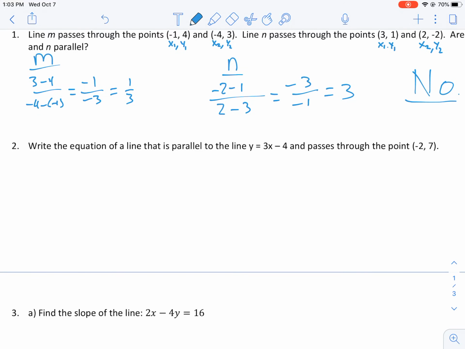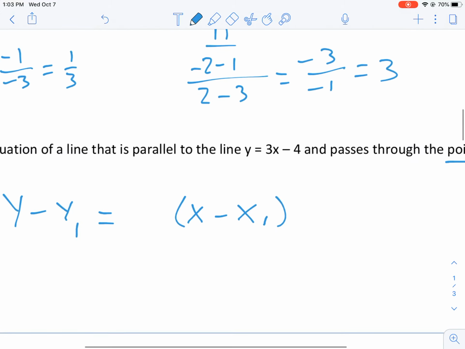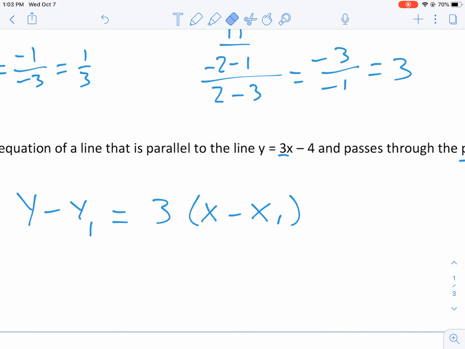Question 2: write the equation of a line that is parallel to this line and passes through this point. Okay, we can do this, all right? Since it's going through a point, we're going to use our handy dandy point-slope form that we also talked about yesterday. We want to figure out our slope. Our line is going to be parallel to this line, which means it's going to have the same slope as that line. So this line's slope is 3, because in y = mx + b, m is the slope, so we want our slope to be 3.